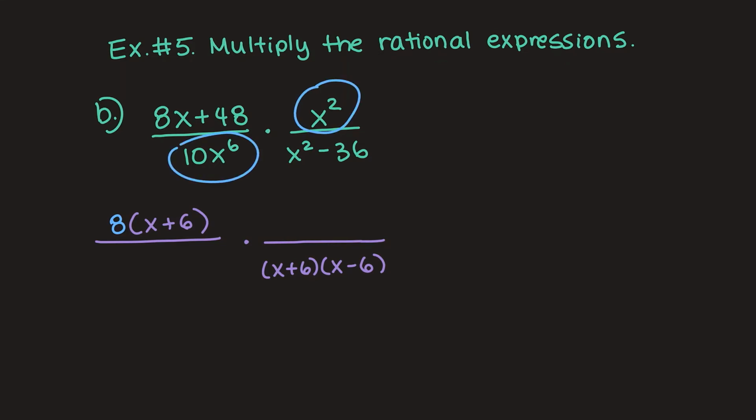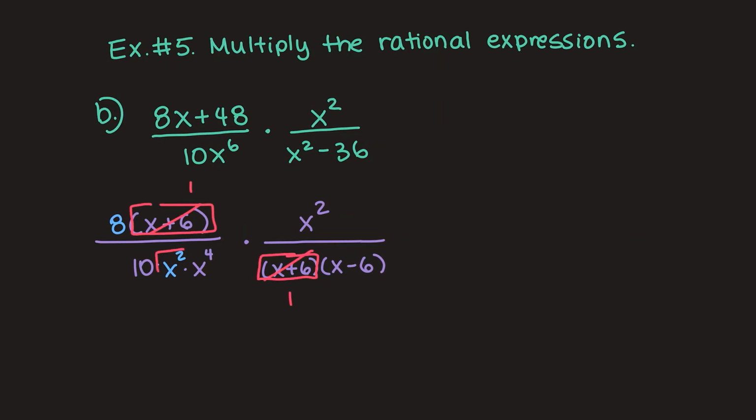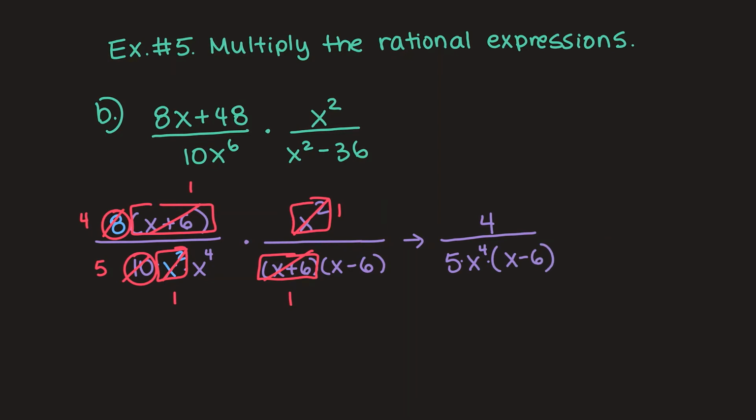And then for these terms, we can just leave it as is, or if you want, we can rewrite x to the 6 as x squared times x to the 4th, so that we can easily see what factors can be reduced. Now we can divide out common factors. X plus 6 divides out, and so does the x squared. And we can also reduce 8 and 10 since they have a common factor of 2. And multiplying across, this gives us 4 over 5 times x to the 4th times x minus 6.